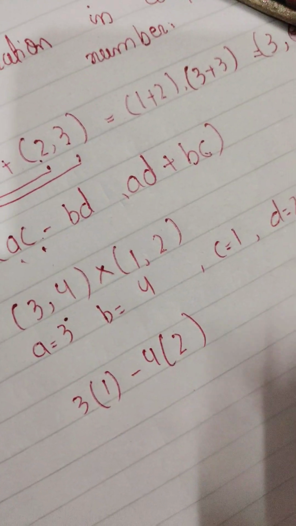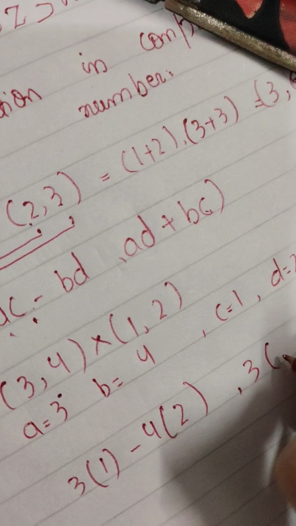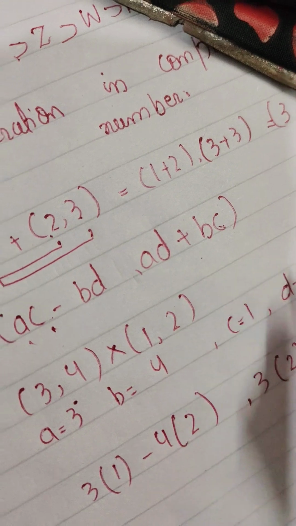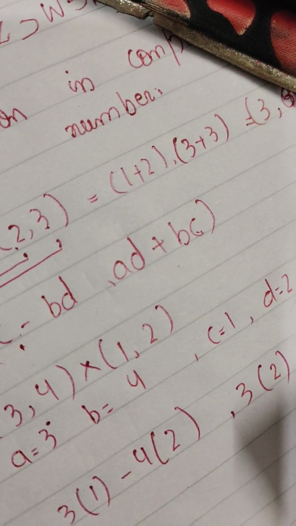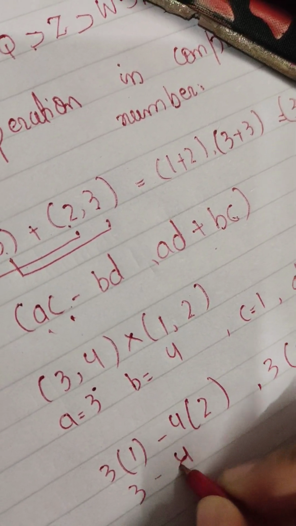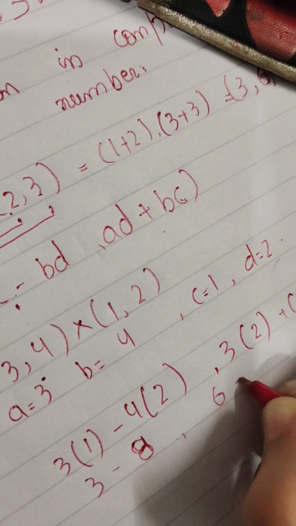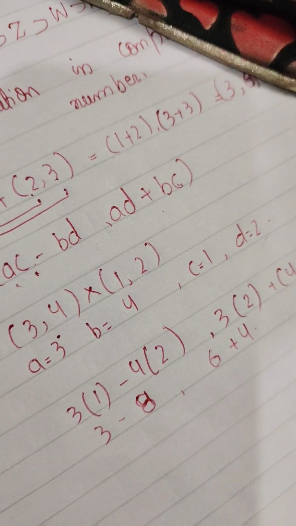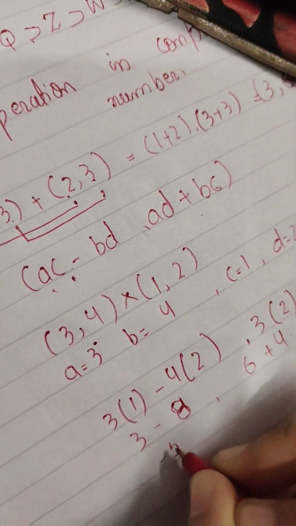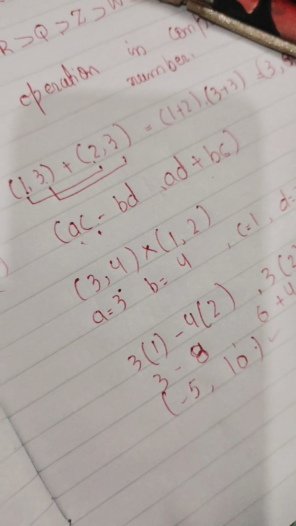Okay. So the value of A we have 3. Then we have D value 2. Then we have the value of B, we have 4. And we have the value of C is 1. So 3 ones are 3, 4 twos are 8. Then we have to add 3 twos are 6, 4 ones are 4. Then we do the sum and the minus, we minus them. So we have minus 5 and we have 10 in the ordered pair. So this is how the answer would be.